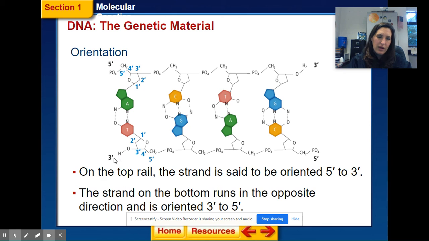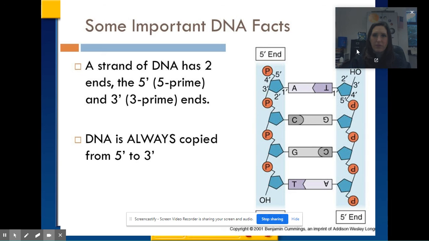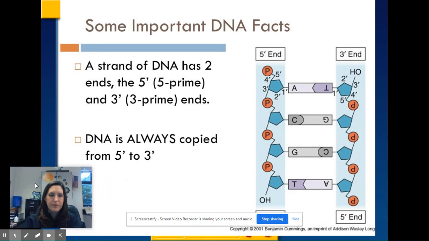So let me explain this real quick. If you look at one side, the 3 to 5, it's going sugar, phosphate, sugar, phosphate, sugar, phosphate, and it's running in a particular direction. The 5 to 3 is actually upside down. It flips it. So I'll show you right here. This is a little bit better picture. Okay, so here we go to the 5 prime to the 3 prime end, phosphate, sugar, phosphate, sugar. And then the other end is a 3 to 5 prime, and you can see that they're upside down.